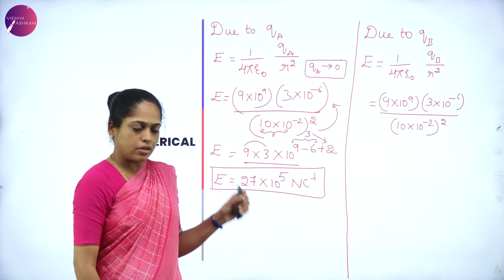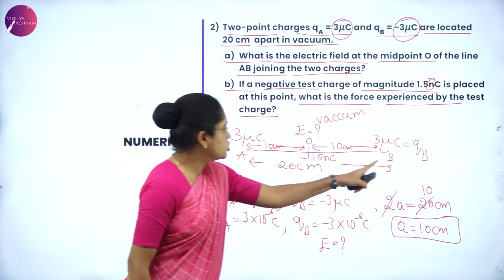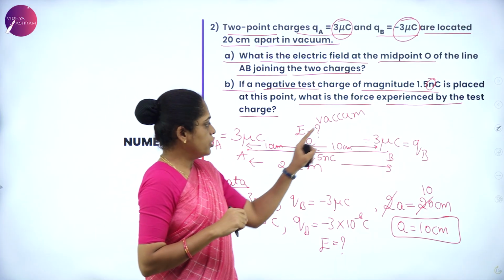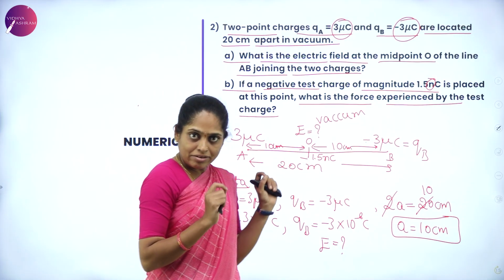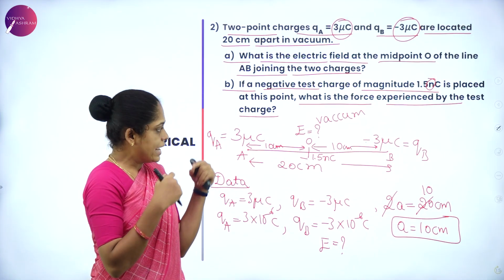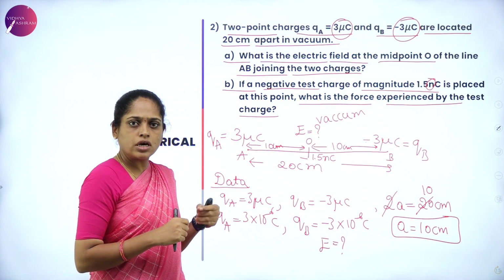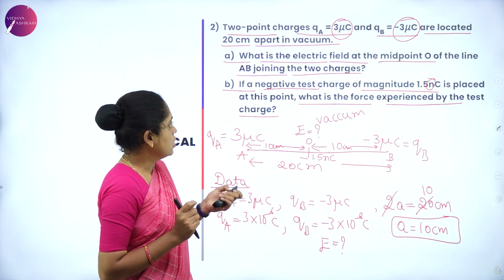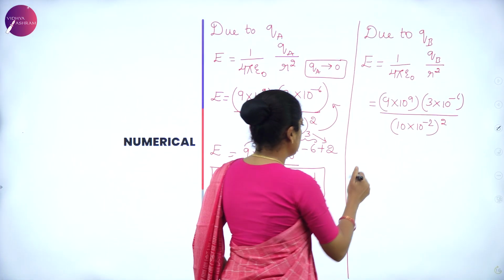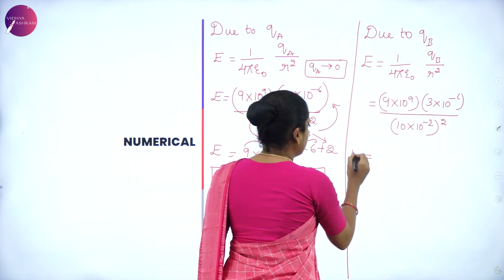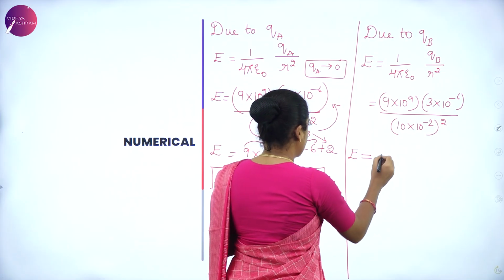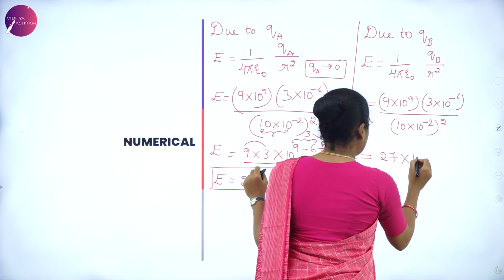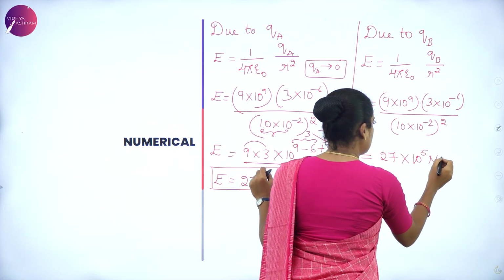You have to remember that these two charges are at same distance from the midpoint. Here you have to neglect this negative sign because in electric field you have to consider only the magnitude of the source charge. Yes, next let us simplify this. By simplifying this, you get the answer as same 27 into 10 power 5 Newton per Coulomb.